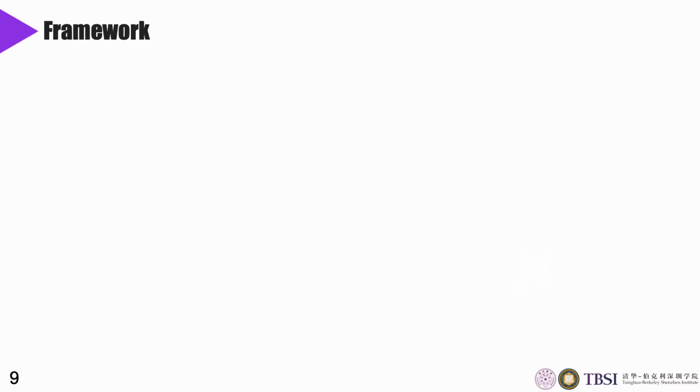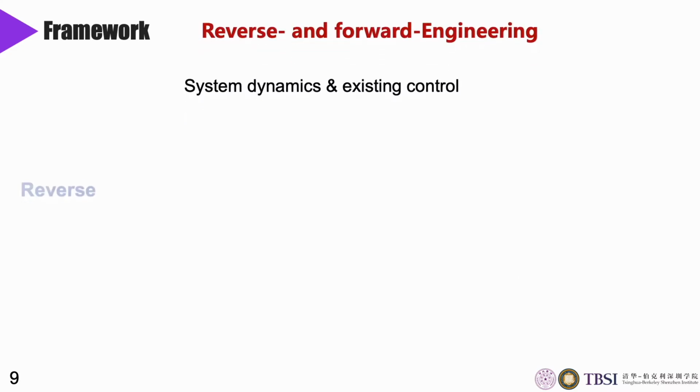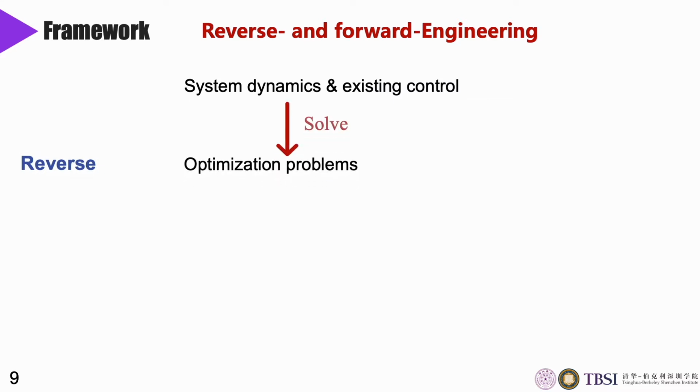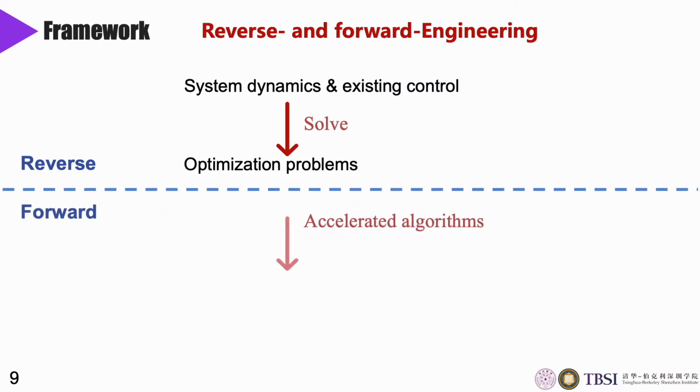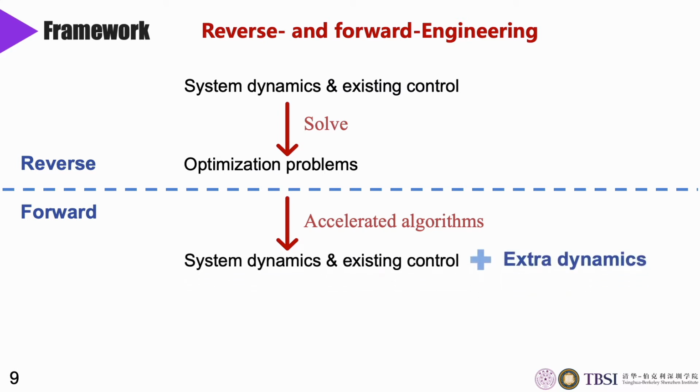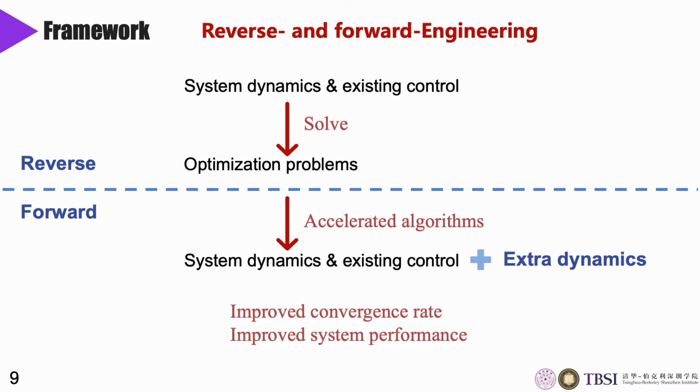And our framework here is to use the reverse and forward engineering by starting from the system dynamics and existing control to find the optimization problems it actually solves. And then we apply accelerated algorithms to solve the optimization problems again, and we can obtain system dynamics and existing control plus some extra dynamics. And this part, extra dynamics, is able to improve the convergence rate and improve system performance.